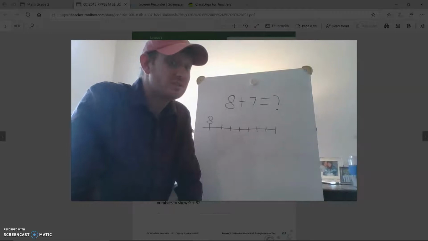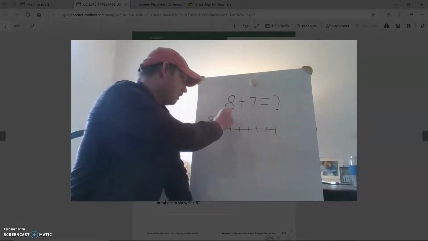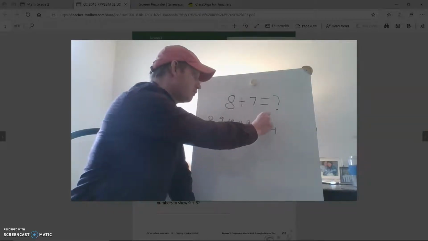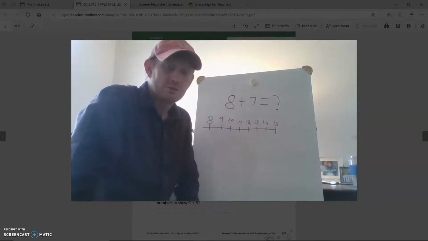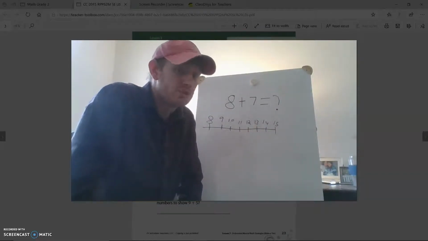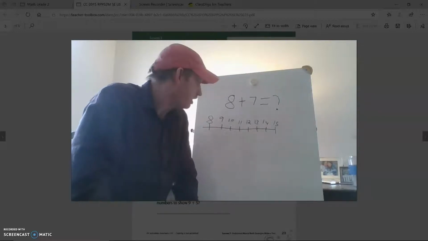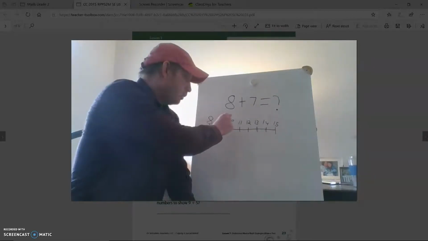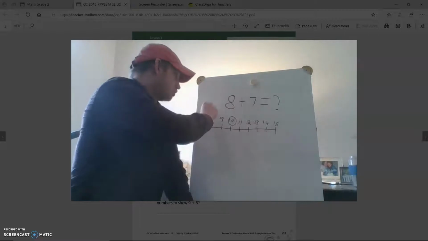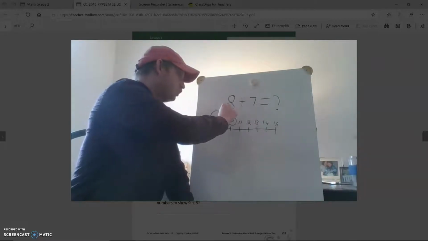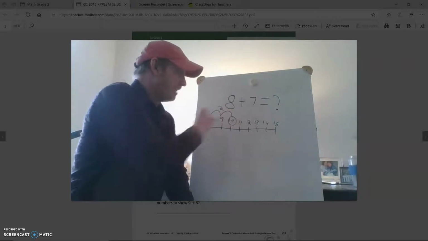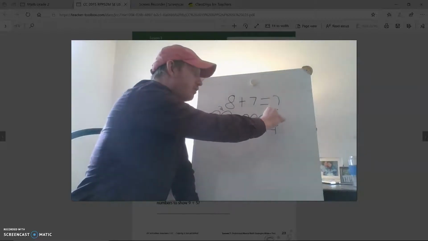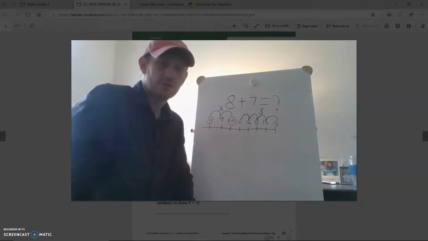Now, we could just count to get to the answer. 8, 9, 10, 11, 12, 13, 14, 15. That's one way to do it. But we're starting to become more sophisticated. So we're going to actually look at our number line and see if we notice anything. Well, the first thing I notice is that we have a 10 in our number line. So from 8, if we went 1, 2, we'd reach a 10. And then we have 1, 2, 3, 4, 5 left over.